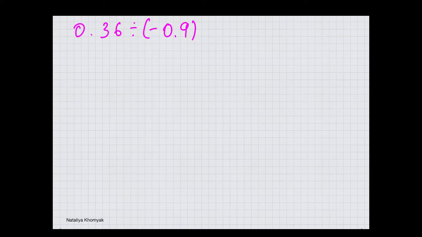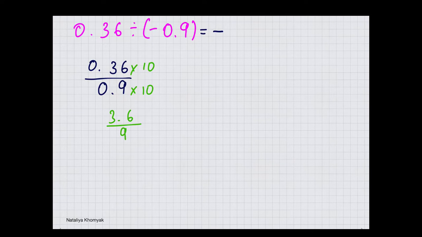0.36 divided by negative 0.9. First thing you want to do is simplify the sign. So positive times negative, the answer will be negative. So on this step, I have to figure out how to do 0.36 out of 0.9. Just like before, you want to multiply the denominator by 10 and the numerator by 10, and the new problem becomes 3.6 out of 9.